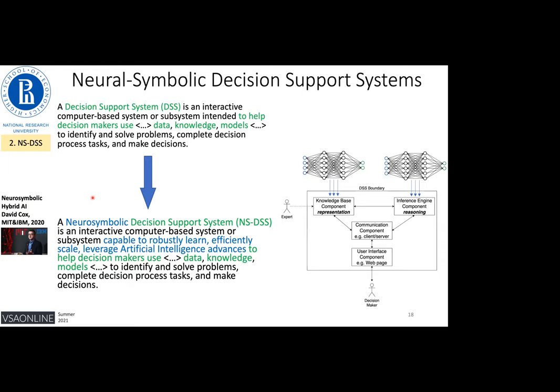So if we put it simply, if we want to bring neural symbolic decision support systems, then we need to bring something neural to the existing symbolic elements of the decision support system. So we need to bring something sub-symbolic to the representation part of the DSS and to the reasoning part of the DSS.